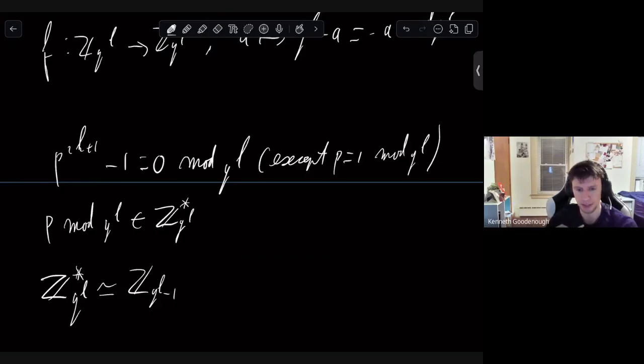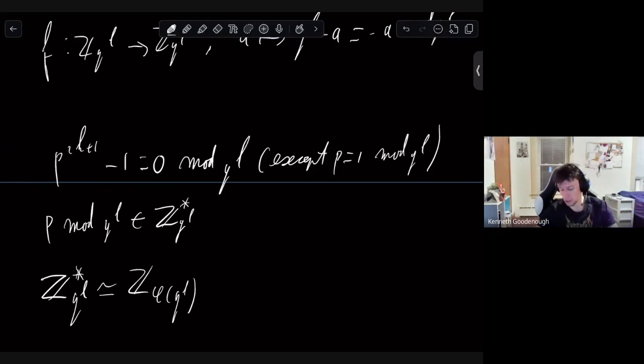And now, as I'm saying that, I realize that doesn't make sense, because there are a lot more non-invertible elements in Z sub q to the power L minus 1. Okay, so what should probably happen here is that I believe this is the Euler totient function, which tells you the number of elements that are invertible in this ring. Let me double check that statement.